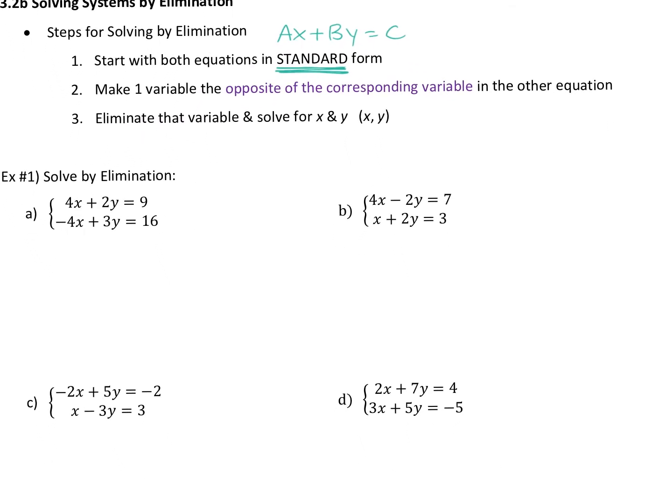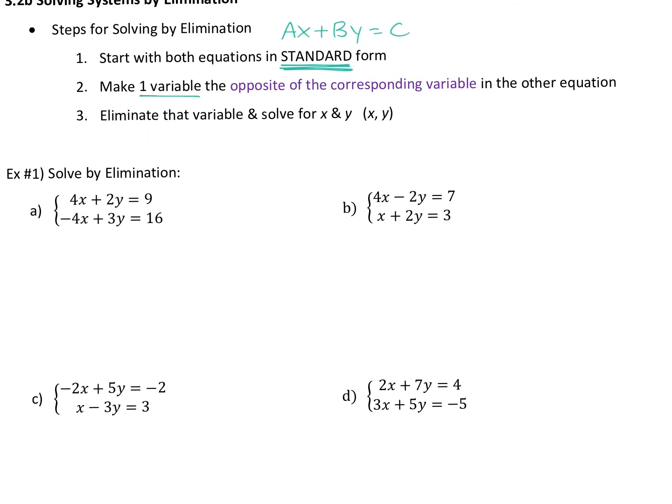Then your next step is you are trying to make one variable, so your x's or your y's, opposite through the problem, not just in one equation, right? This won't make sense if it was just one. You want to make it opposite of the corresponding variable in the other equation, okay? So in my 2 equations, if I have a 2x in one equation, I would like to make it a negative 2x in my other equation. If I have a negative 7x or negative 7y, let's say, in one equation, I would like to make it a positive 7y in the other equation, because then we can add them together and they go away, right? A negative 7x plus 7x is 0. We like 0 with elimination.